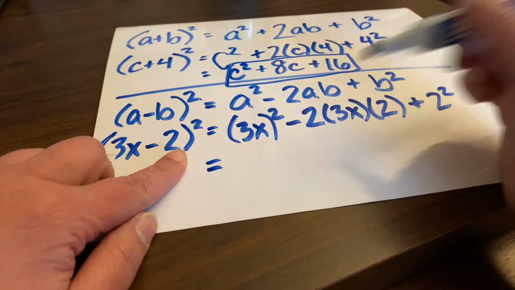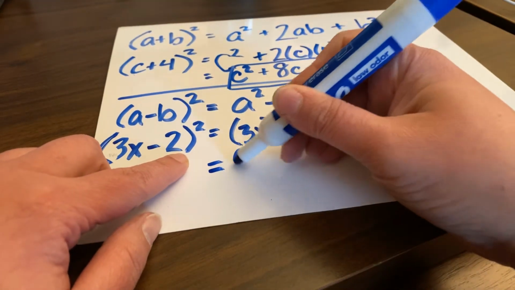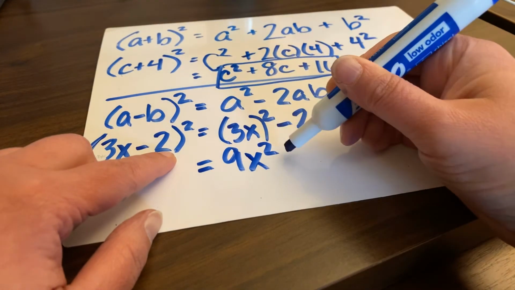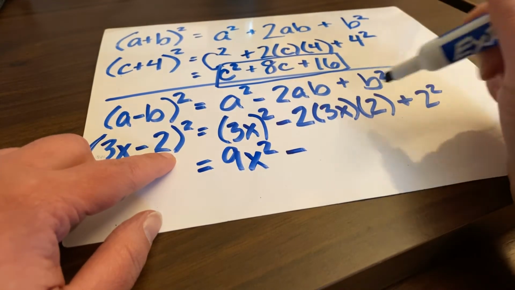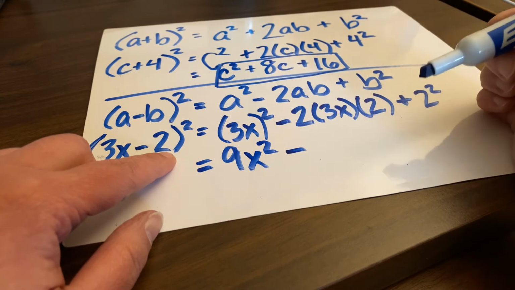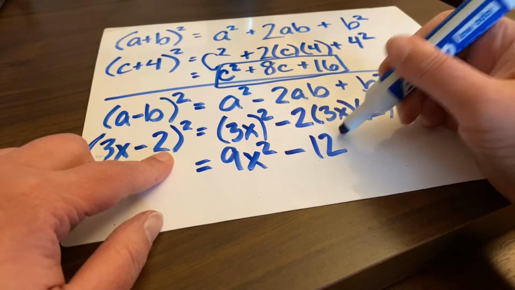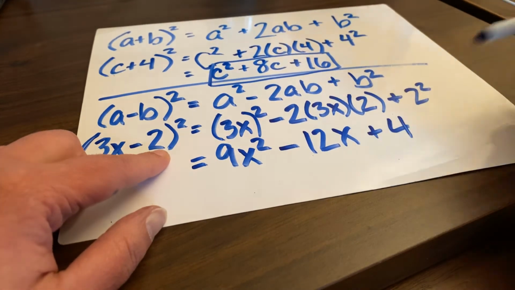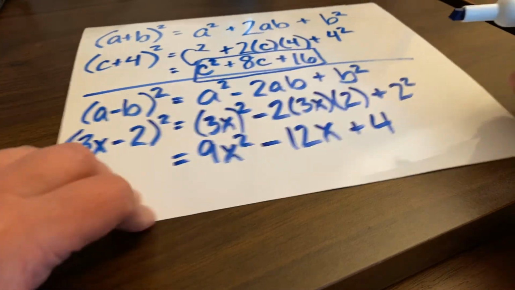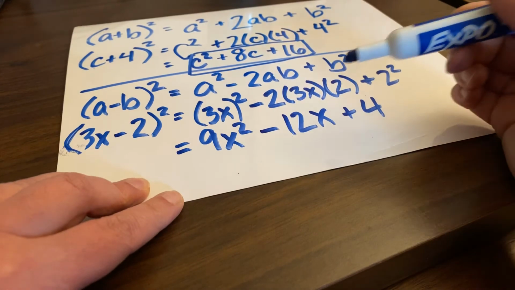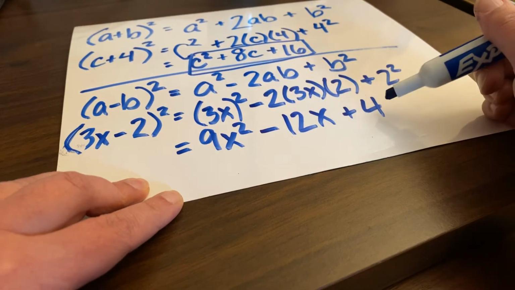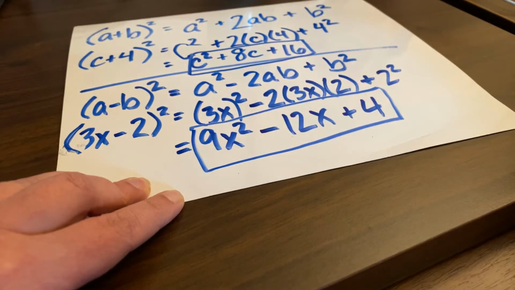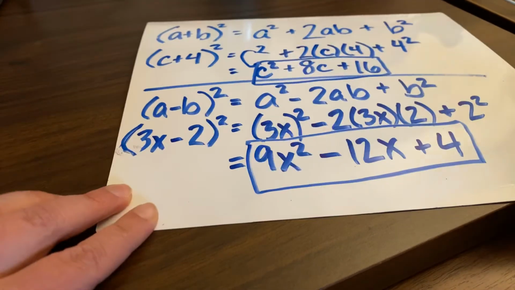Let's simplify this a little bit. 3 squared is 9, so this is 9x squared. Minus 2 times 3 times 2 is 12. So minus 12x plus 2 squared is 4. So our answer to this problem is 9x squared minus 12x plus 4. Box it. Always show your work.